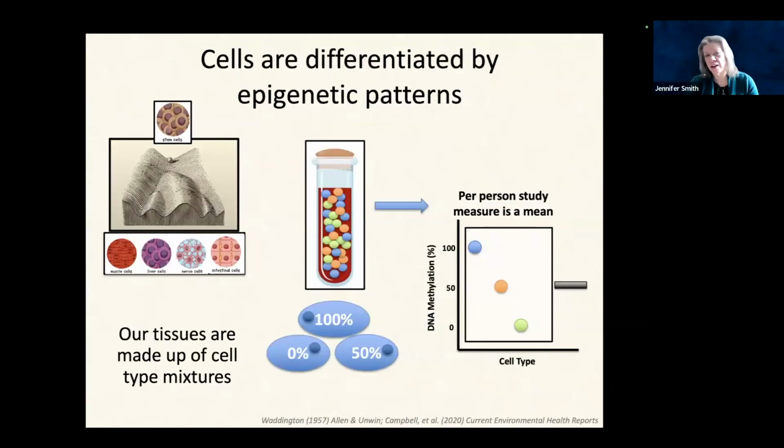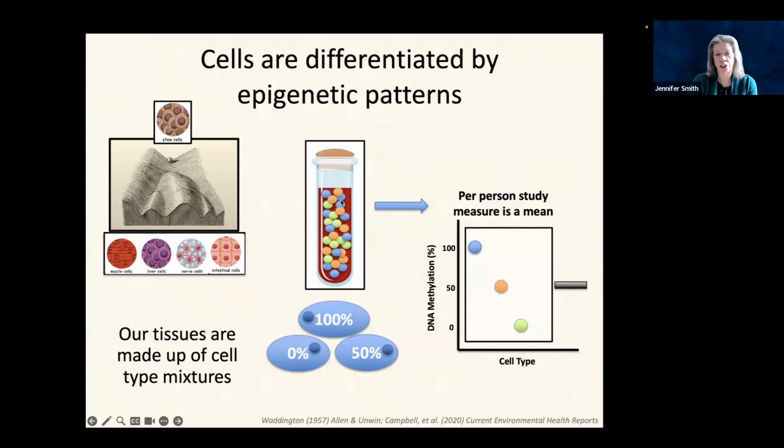And again, because these cells are differentiated by epigenetic patterns, what we need to be conscious of when we're doing analysis is that when we take a sample, the samples are actually composed of different cell types. So when you take a blood sample and you're measuring methylation in your blood sample, you're actually measuring many different kinds of white blood cell types in that sample.